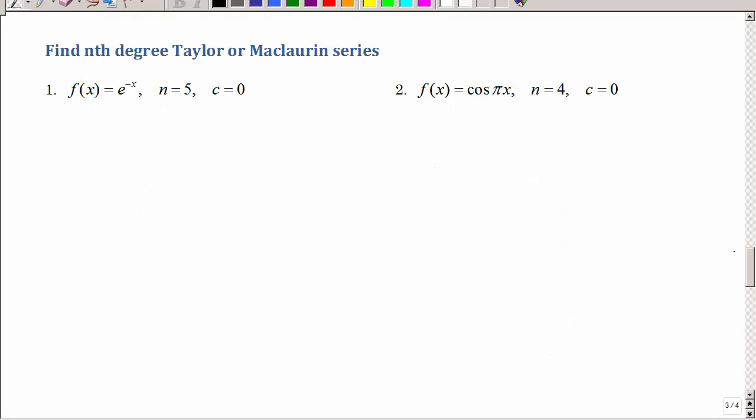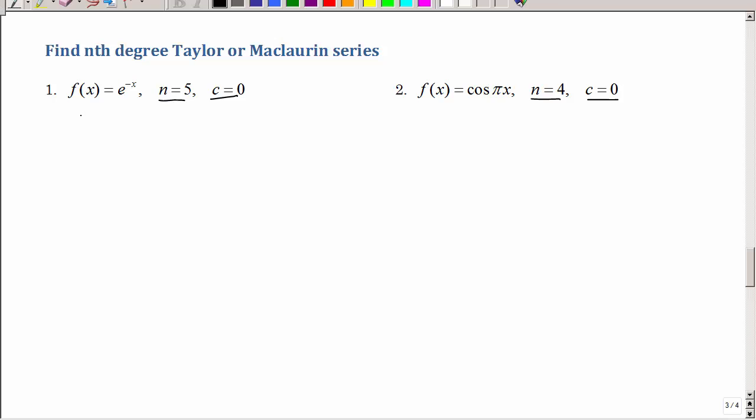Pretty easy. The next thing you're going to be asked to find is the nth degree Taylor or Maclaurin series for a given function. So they're going to tell you how many terms they want or what degree and what it's going to be centered at. So if it's centered at 0, it's Maclaurin. If it's centered at something other than 0, it's Taylor. All right, so how do we do that? Well, you could repeat that process that we just went through and just write it down.